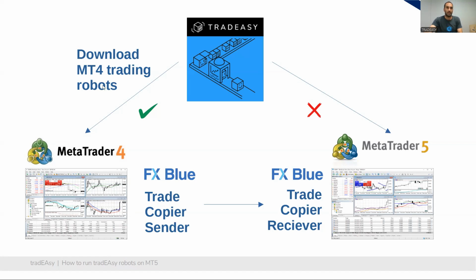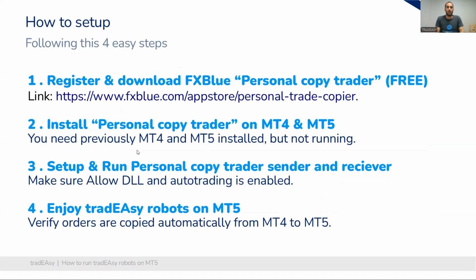Just to let you know, in the end, the robots will work in this terminal in Metatrader 4, just like always. And the transfer of orders from Metatrader 4 to Metatrader 5 will be done through this software called FXBLUE, okay? We are going to achieve this through 4 very simple steps. The first step would basically be to register and download the FXBLUE software.